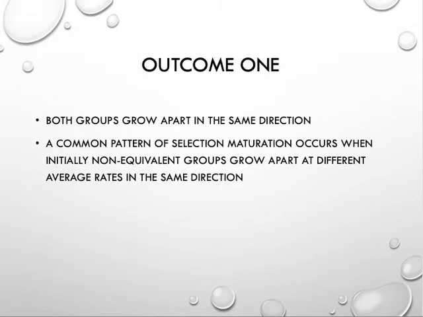Observed patterns of outcomes. Outcome 1: both groups grow apart in the same direction. A common pattern of selection maturation occurs when initially non-equivalent groups grow apart at different average rates in the same direction. So, we have group 1 that's going up like this, and we have group 2 that's going like this. But they're both kind of going in the same direction. This one's still kind of going up. This one just happens to be going up further, which is what we hope to do.